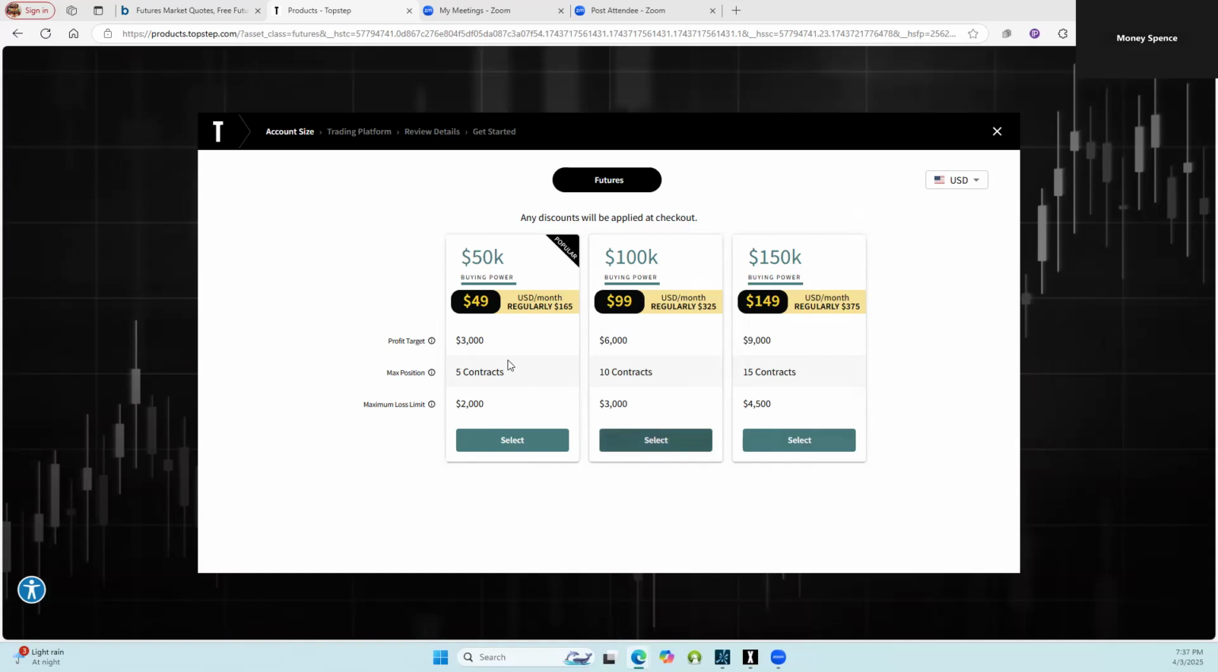And peep this, it's only $49 to get started. You're not risking a large amount of your own capital. So please keep that in mind when you think about trading futures with Top Step, or if you think about trading futures with your own capital. I honestly would not suggest that you trade futures with your own capital because you'll experience a lot of volatility.